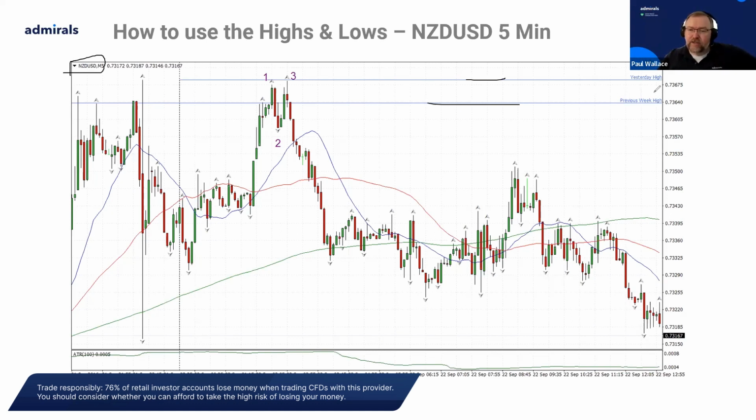What it will do is draw in for me, in this particular case, yesterday's high and also the previous week's high. So that's where we can see it, and you can probably already see there that little ping was the high of yesterday. It's probably on a bit of news, and then as it's gone in, it's drawn in that line for me.